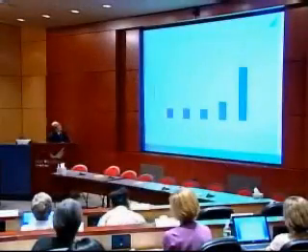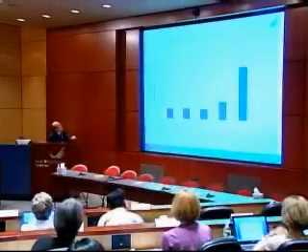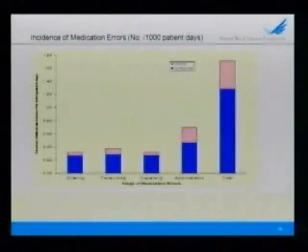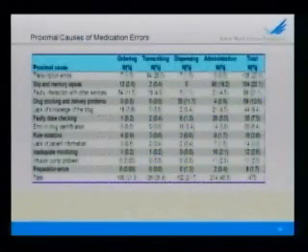This graph shows the incidence of medication errors per 1,000 patient days. As you can see in the total column, an overall incidence rate of 1.8 was observed per 1,000 patient days. This would be a little bit lower than previous studies because we collected the data from only the medical and surgical units of the hospitals.